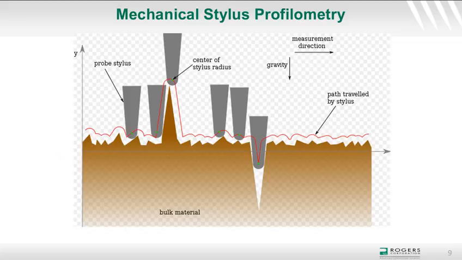So this drawing illustrates the mechanical stylus profilometer. The probe stylus rides over the surface. As you might imagine, it in fact has a dimension which can be of the same order of magnitude as the dimensions that you are measuring. So as it shows in this location, that gives something of a compressed value, since it doesn't go all the way to the bottom of the valleys.